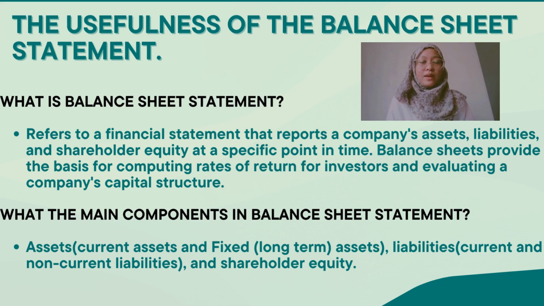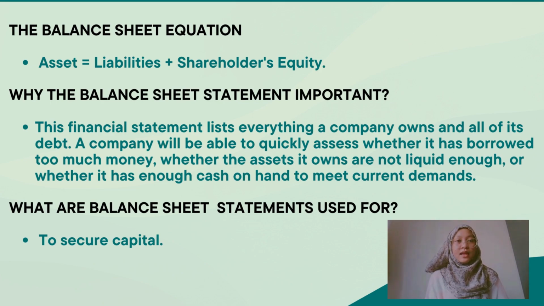The usefulness of the balance sheet statement. What is the balance sheet statement? It refers to a financial statement that reports a company's assets, liabilities, and shareholder equity at a specific point in time. Balance sheet provides the basis for computing rates of return for investors and evaluating a company's capital structure. What are the main components in the balance sheet statement? It is assets, current assets and fixed long-term assets, liabilities, current and non-current liabilities, and shareholder equity. The balance sheet equation is assets equal liabilities plus shareholder equity.